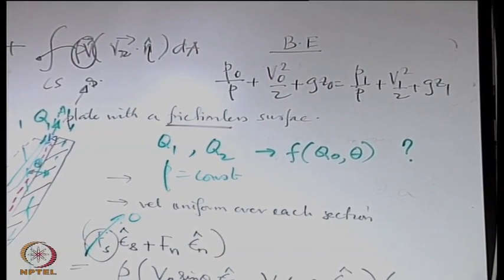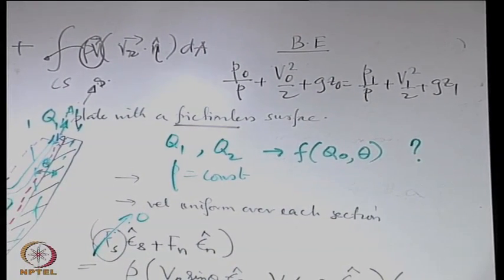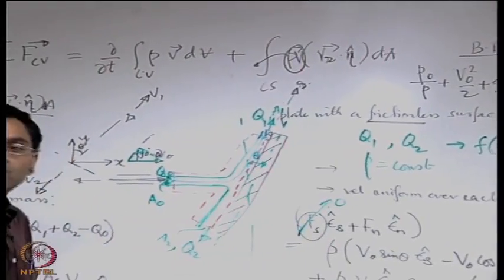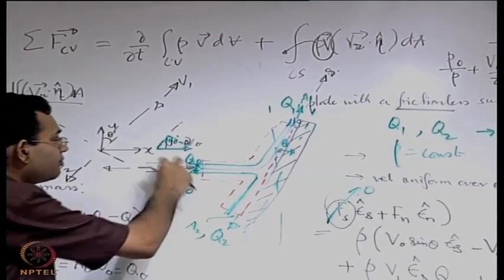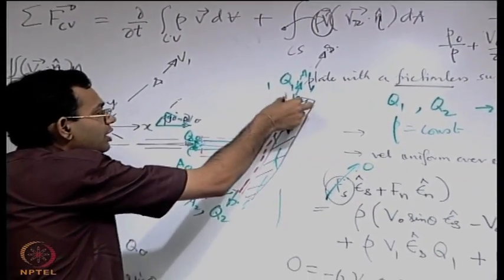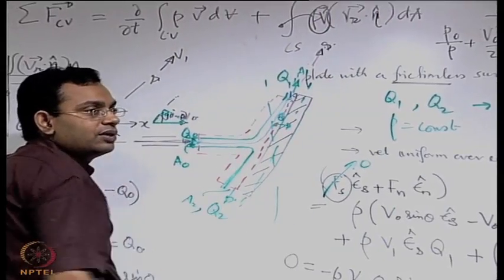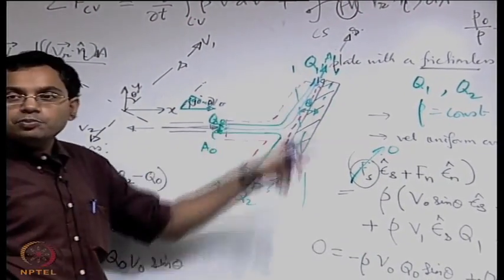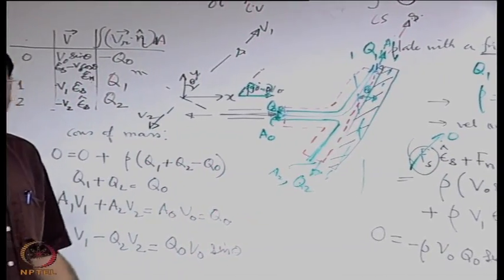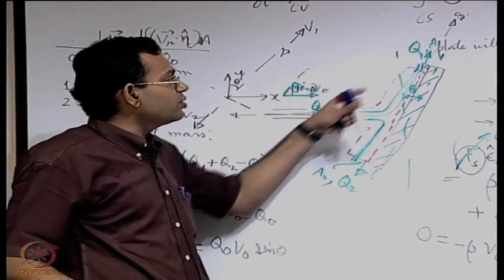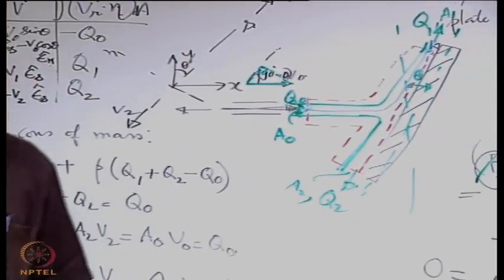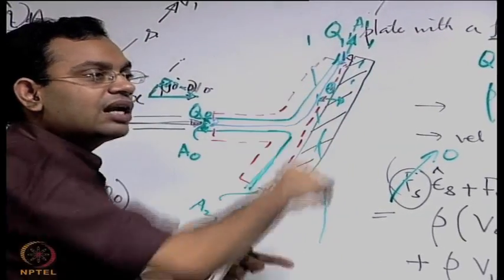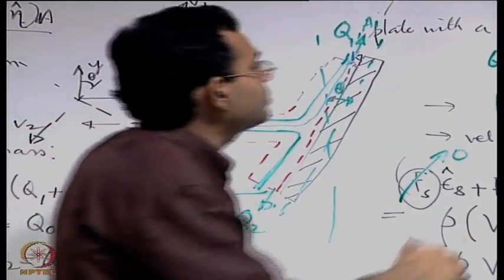We assume that both 0 and 1 are atmospheric, and it is true, it is not an assumption, because it is a free jet in the atmosphere. This is also a free liquid film being passed on to the atmosphere. So in both places, sections 0 and 1, it is exposed to atmospheric pressure, and because the height difference is not that large, atmospheric pressure will not change substantially.